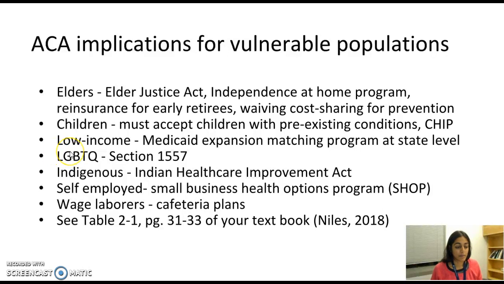Low-income families and individuals, adults, benefited from the Medicaid expansion matching program at the state level, which was a program where the federal government would match states who were agreeable to expanding Medicaid coverage. So the baseline was individuals who are under 133% of the federal poverty line, and so the expansion would reach more of those people.